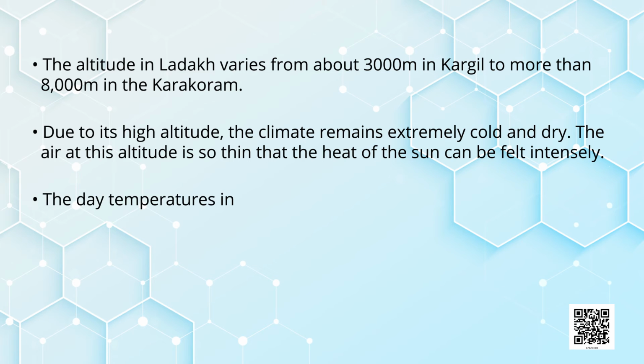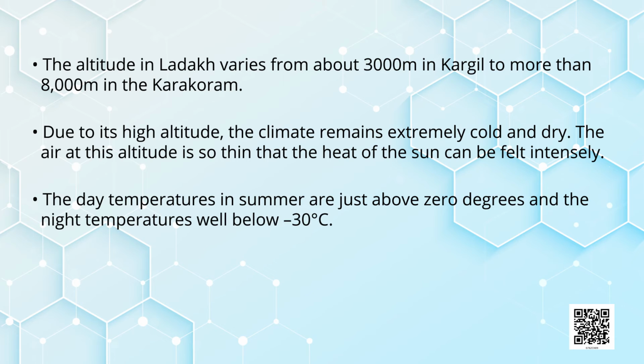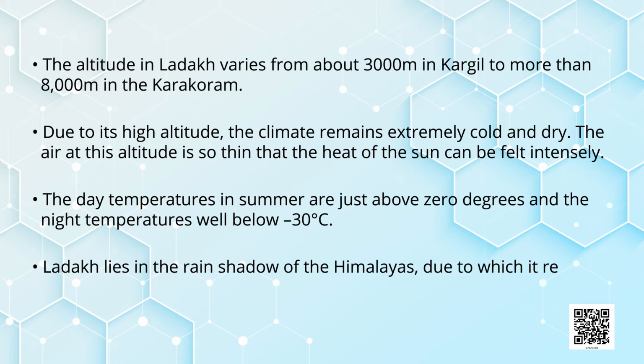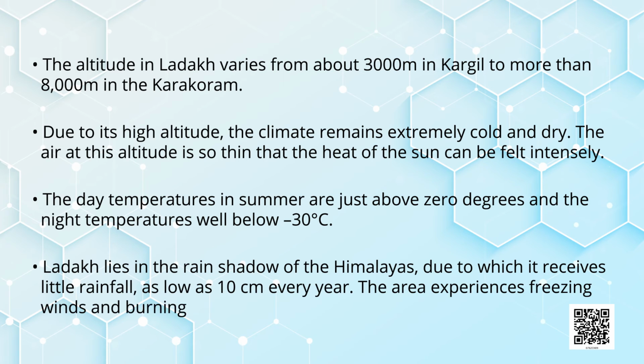The day temperatures in summer are just above 0 degrees and the night temperatures well below -30 degrees. Ladakh lies in the rain shadow of the Himalayas, due to which it receives little rainfall, as low as 10 centimeters every year. The area experiences freezing winds and burning hot sunlight.